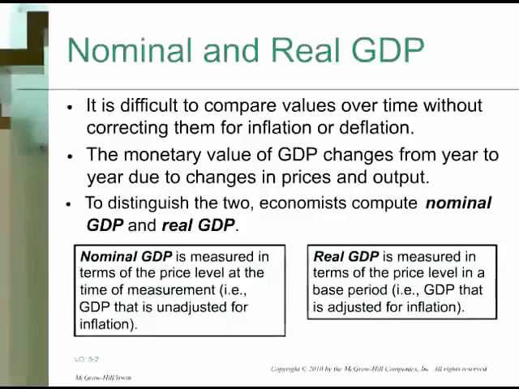It is difficult to compare values over time without correcting them for inflation or deflation. The monetary value of GDP changes from year to year due to changes in prices and output. To distinguish the two, economists compute nominal GDP and real GDP. Nominal GDP is measured in terms of the price level at the time of measurement. In other words, GDP that is unadjusted for inflation. Real GDP is measured in terms of the price level in a base period. In other words, GDP that is adjusted for inflation.